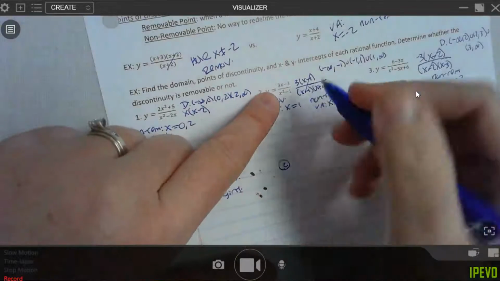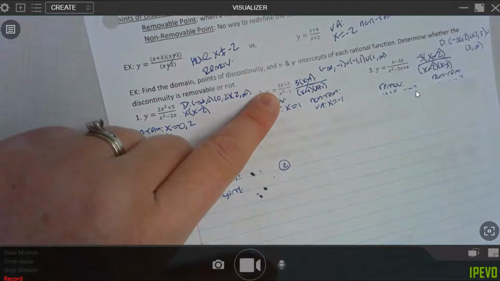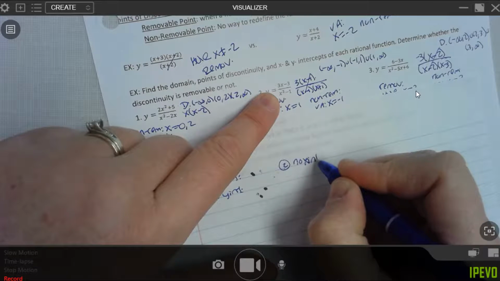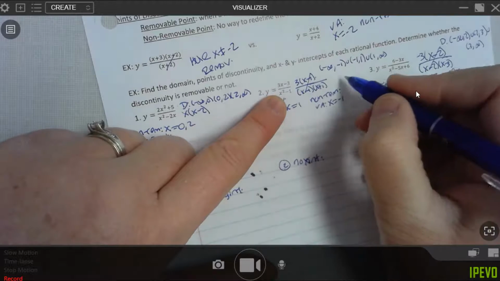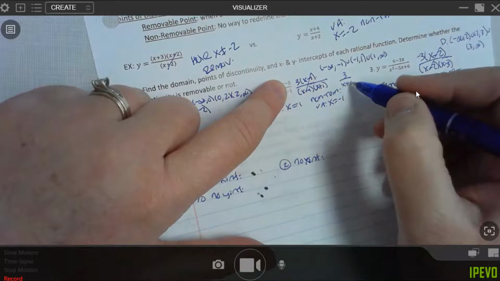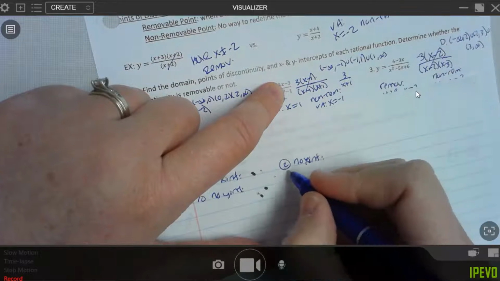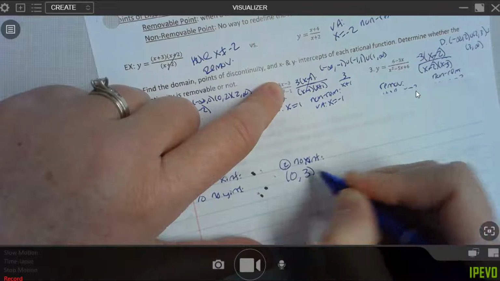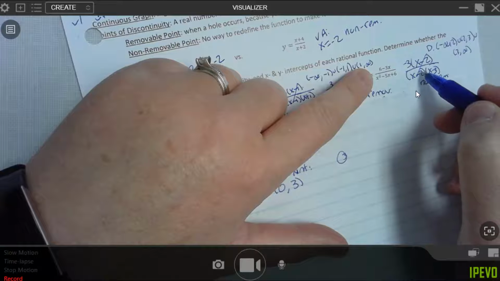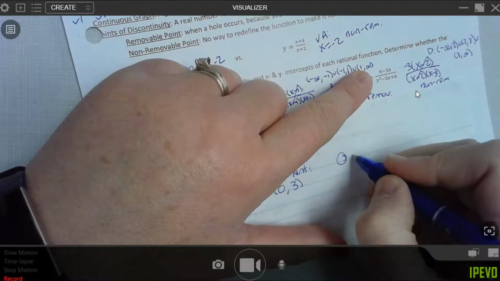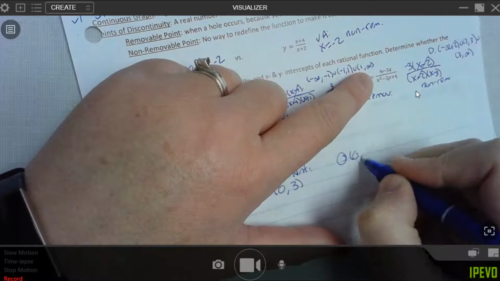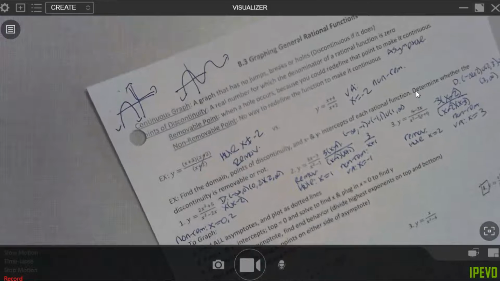For number 2, set my top equal to 0 here. Oh, I can't set the top equal to 0 because that was the removable point. So again, there's no x-intercept. And then the y-intercept, if I have 3 over x plus 1, no matter where you plug it in, you can plug in the 0 here or the 0 here, it's the same answer each time. You get a y-intercept of 3. And then number 3, set the top equal to 0. I can't because it canceled out. So then my y-intercept would be plugging in zeros. I get 6 over 6, so I get 1. That's the only y-intercept for these.